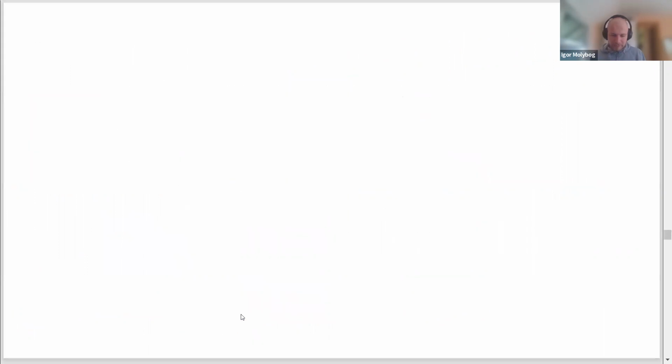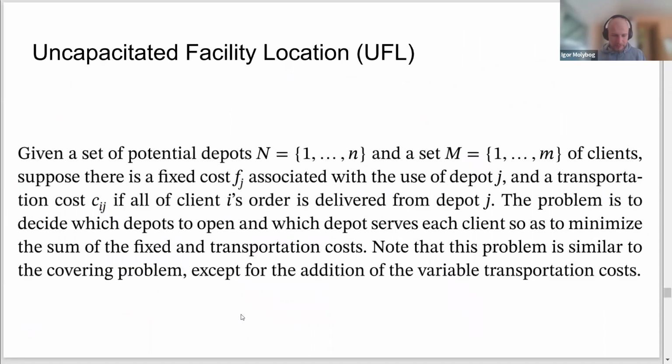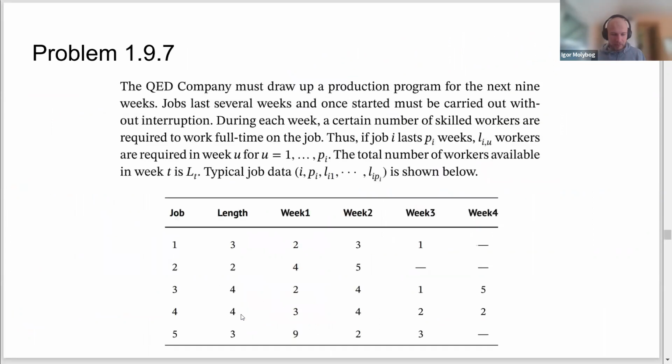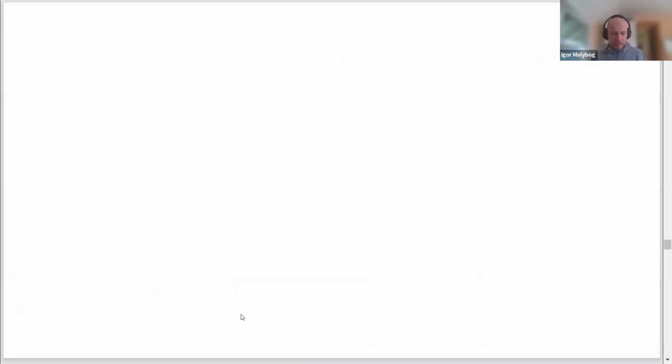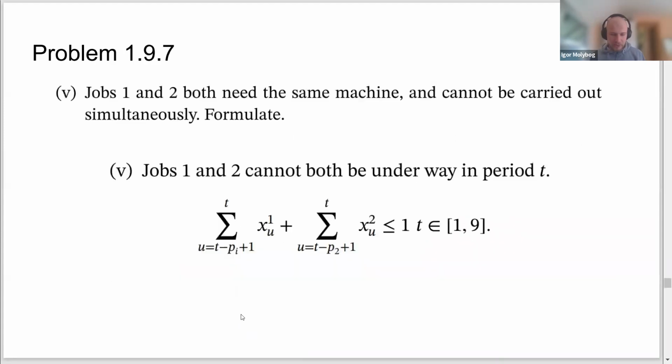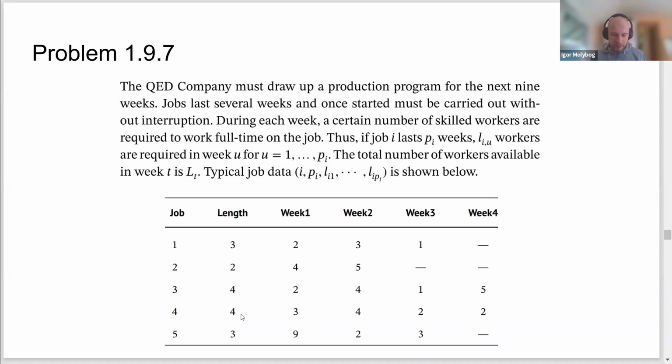Okay, so then I have two problems of your choice. First is the uncapacitated facility location, and the second one is problem 197 from the textbook. I would say that the uncapacitated facility location is actually commented on in the book, so you can just read about it, and I will try to spend just the last 7 minutes on this one.